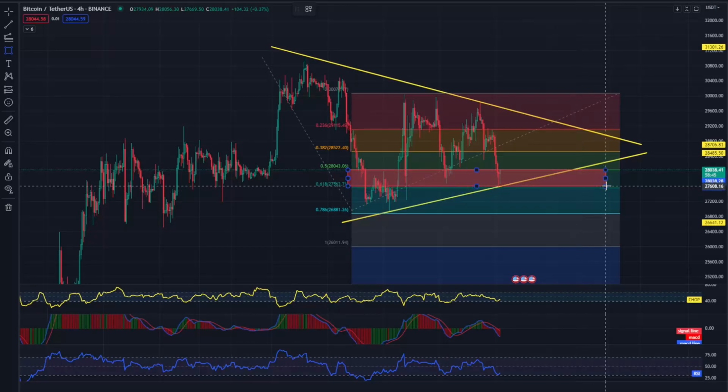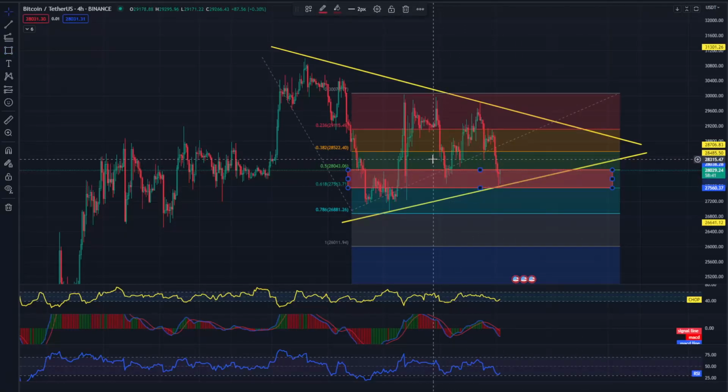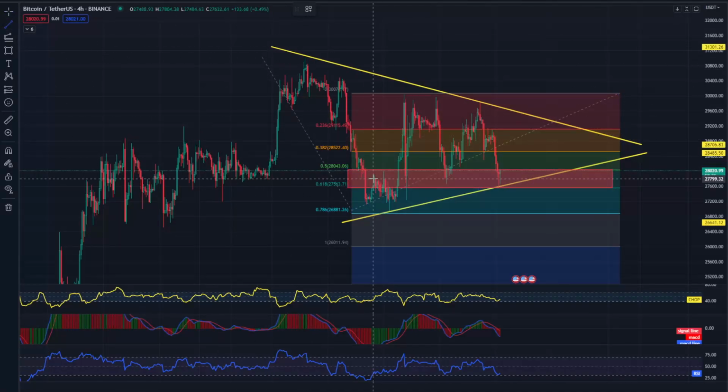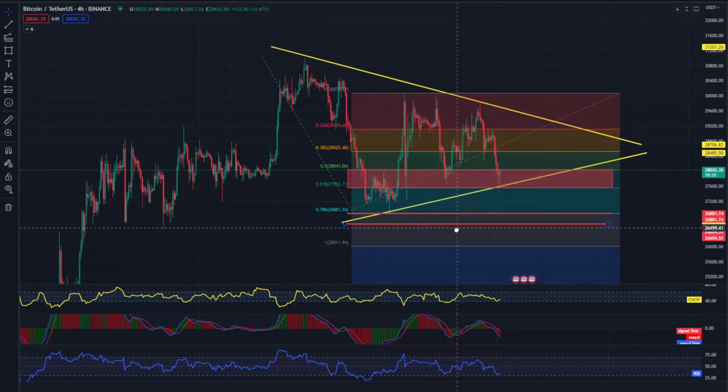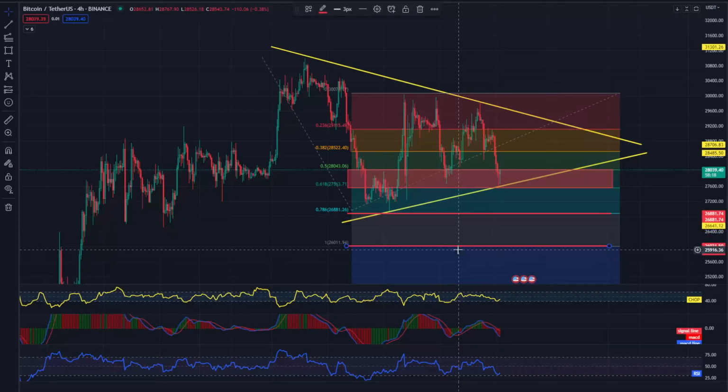And here, in the first place, it is worth marking a very strong support zone from $28,038 to $27,560 in which the price is currently located, but when we fall below this zone, we can see a drop around $26,882 and even $26,022.